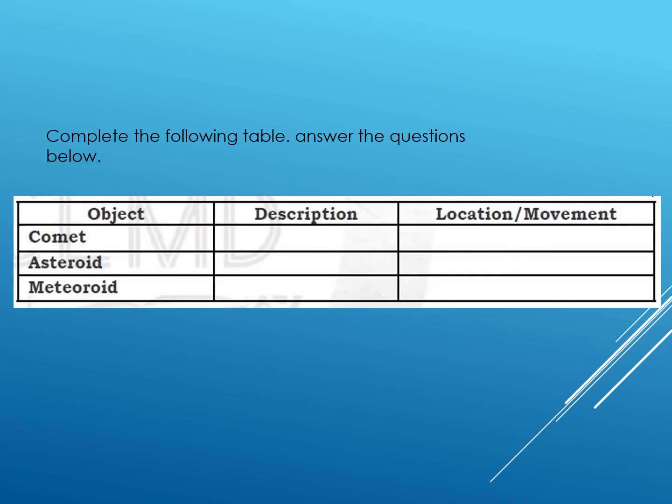Let's have a short evaluation about the comet, asteroid, and meteoroid. Complete the table and answer the questions below, for the description of comet, asteroid, and meteoroid, and their location and movement.